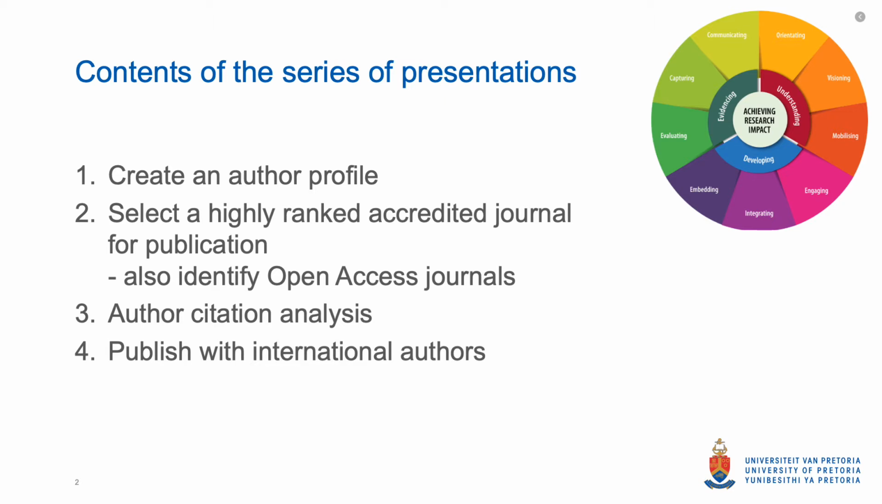I will also show you how to identify open access journals. Thirdly, we will cover an individual author citation analysis, which you can then apply to your own research to determine your research footprint. This will also include altmetrics. Lastly, we will identify international authors to co-author with, which will definitely increase your research visibility.